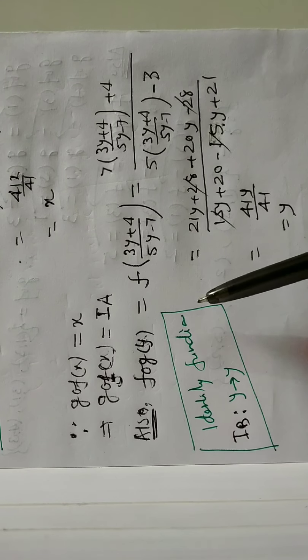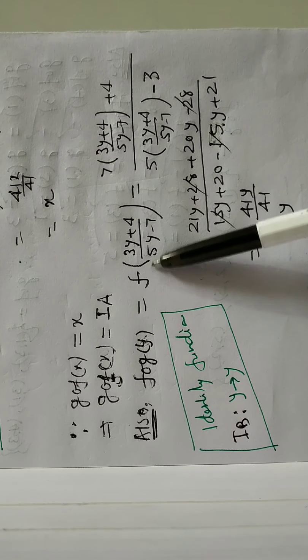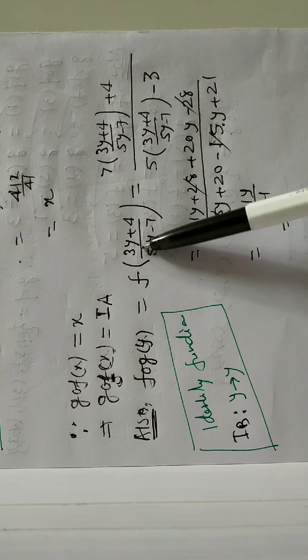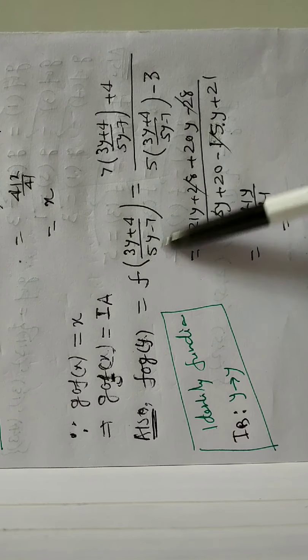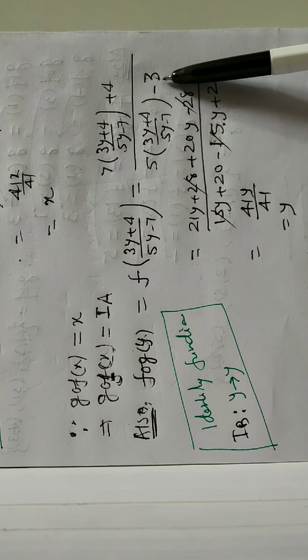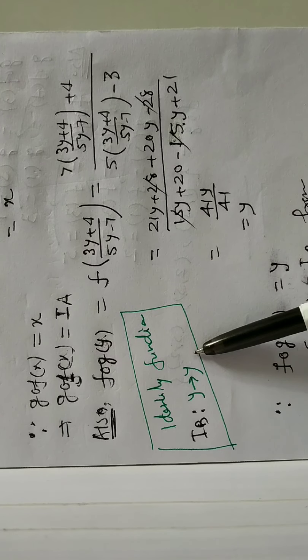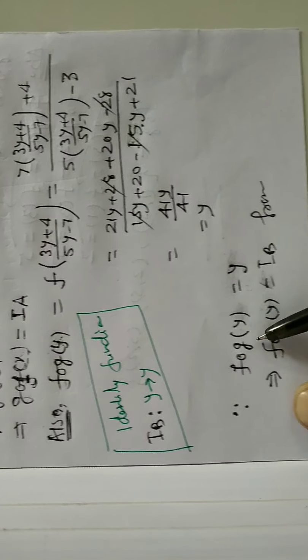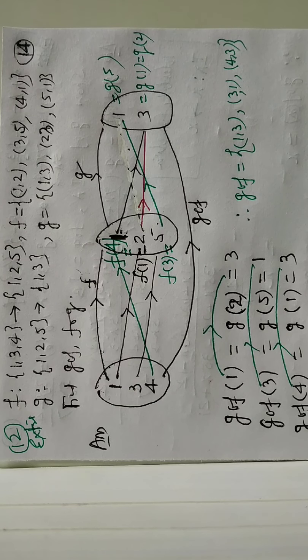Now FOGY, put the value of GY. Now GY is this. Now f of something is equal to 7 into something plus 4 by 5 into something minus 3. On simplifying we get y. IB is y to y. So FOG y is equal to y. So FOG y is equal to IB.